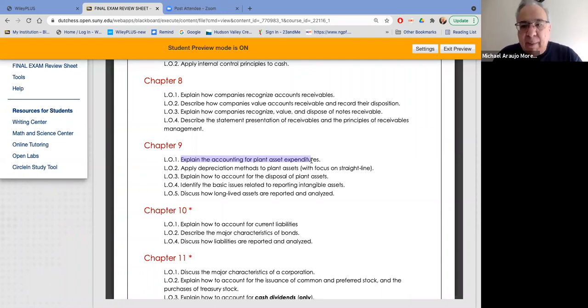Remember, everything the company had to spend to get that asset ready for use is the method we use. That's the standard we use to find out what the real cost of the asset was.